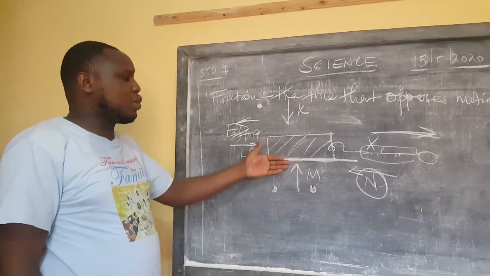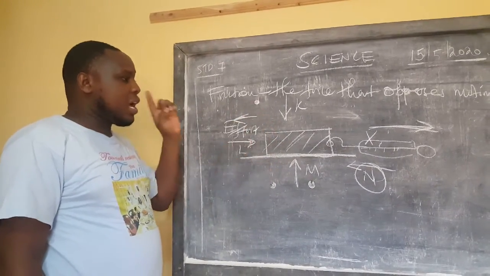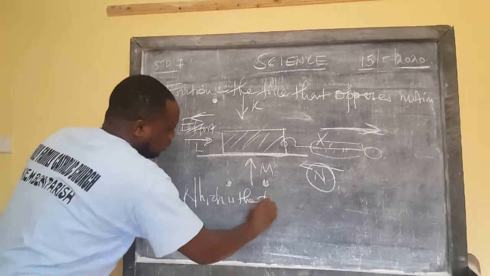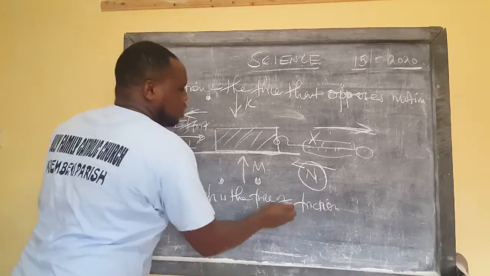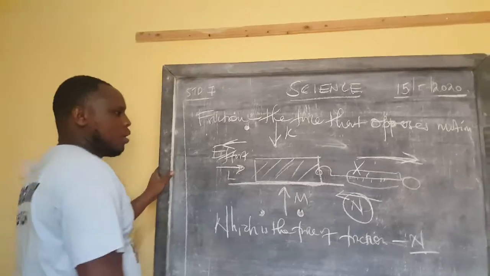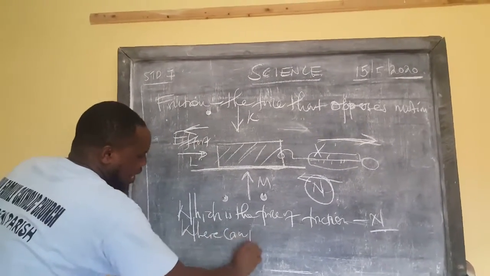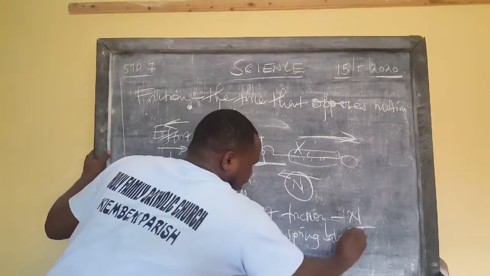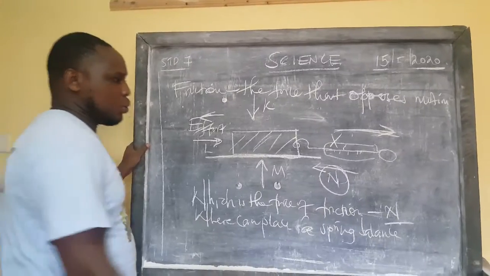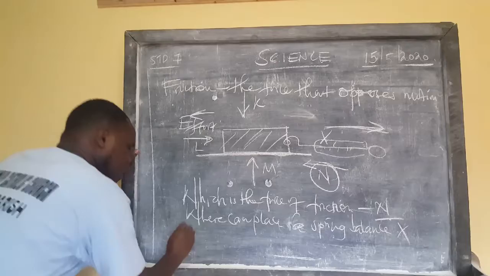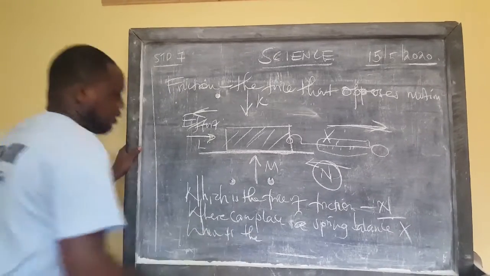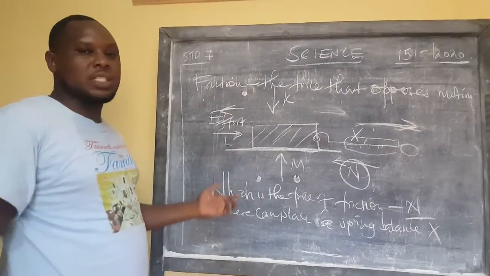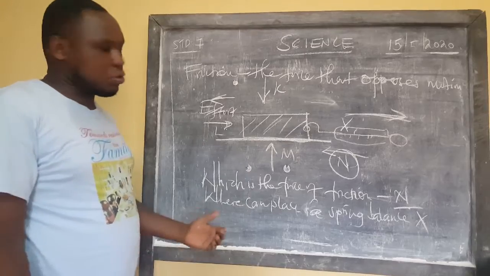So Lana, I'm emphasizing this question because it really comes up in the exam. Number one, they ask you, which is the force of friction? I've told you, according to our diagram, it is point N. Then, where can we place a spring balance in case you wanted to measure the force used at point X? Where this is given, you don't need to look for it because it's given. So these two questions are very, very important. Then they ask you the units used to measure force, which of course is newtons. That is what I said yesterday.